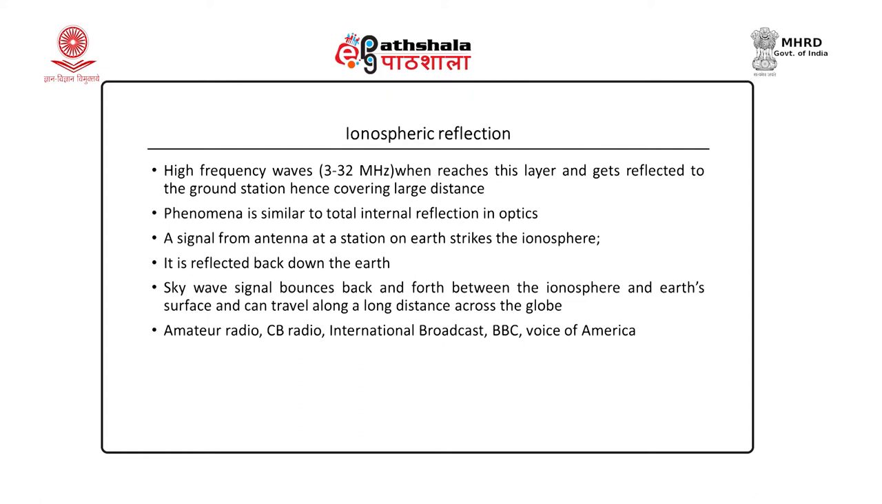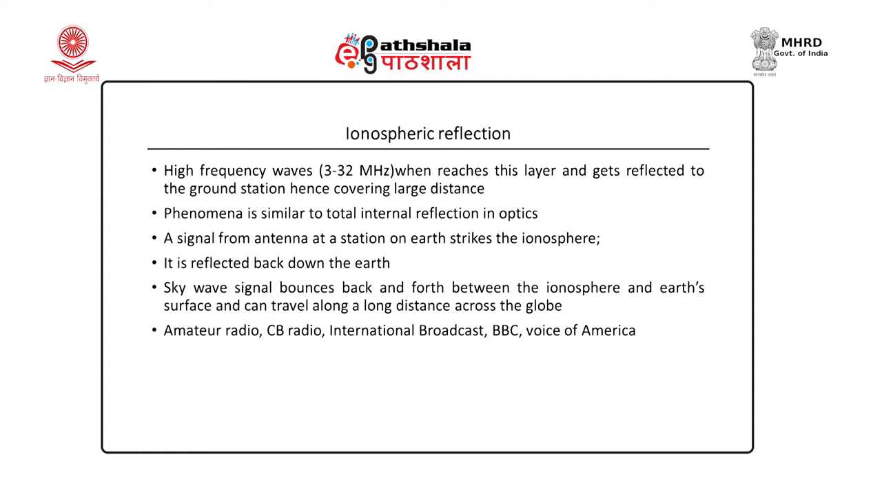So what happens is that a signal from an antenna at a station on the earth strikes the ionosphere, then it is reflected back down to the earth, again it goes up, again it comes down. So the sky wave signal bounces back and forth between the ionosphere and the earth's surface and can travel a long distance across the globe. So how are you traveling the long distance?